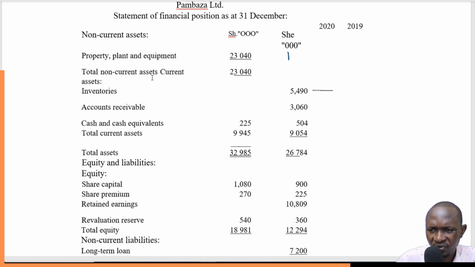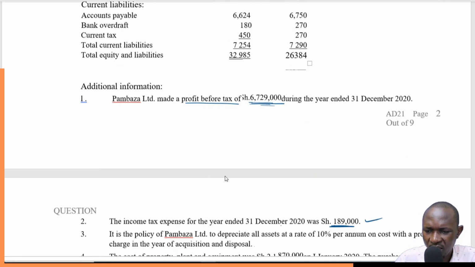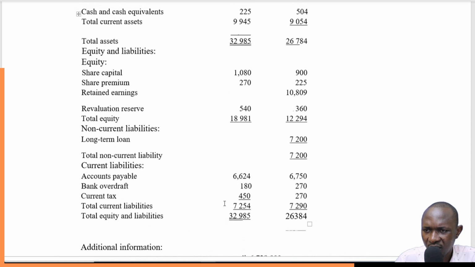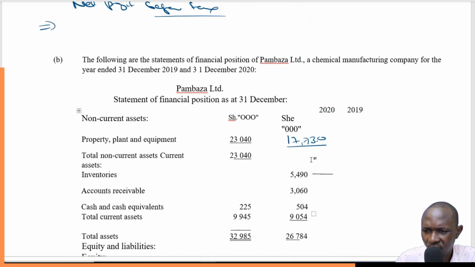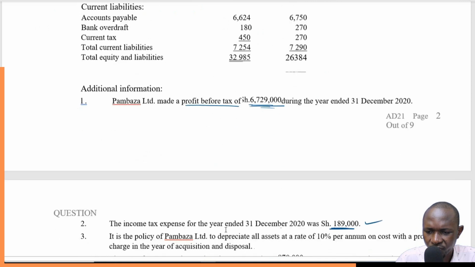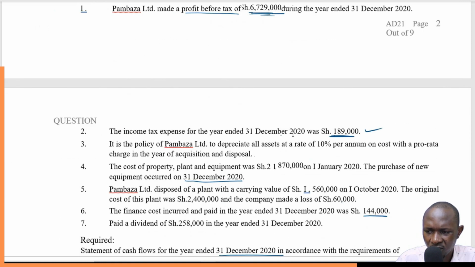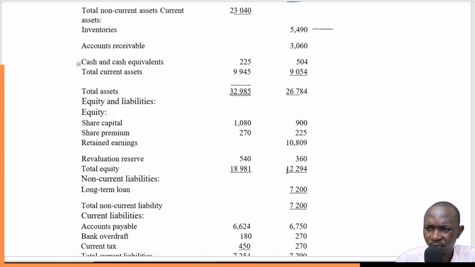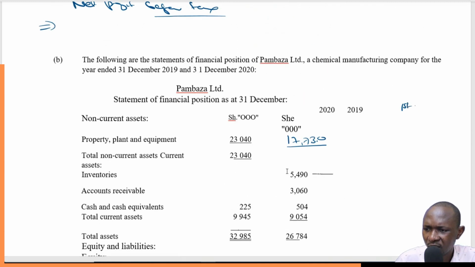In the question, there's a figure here I think which is missing. 17,730. But here they are talking of 31st December 2019, the value of 17,730. And then 1st January 2020, it is 21,870. So 1st Jan 2020, the figure is 21,870. Then 31st December 2019, the figure is 17,730.